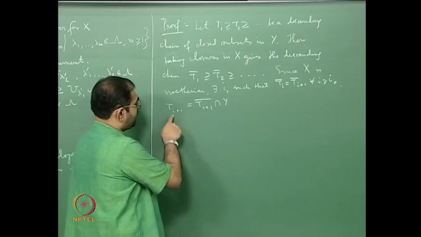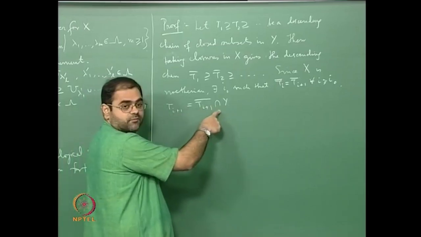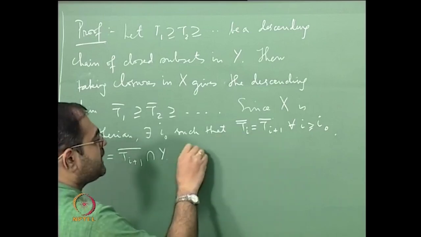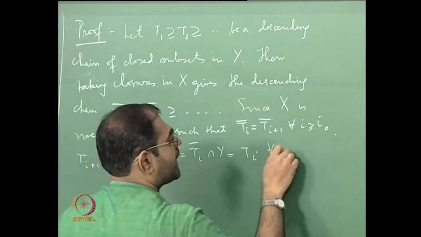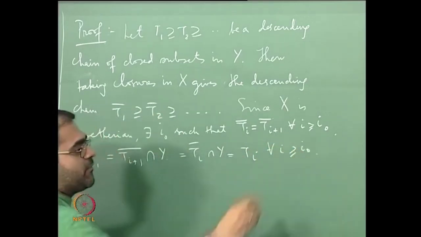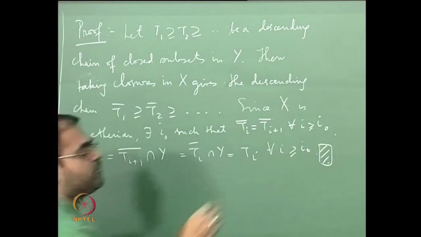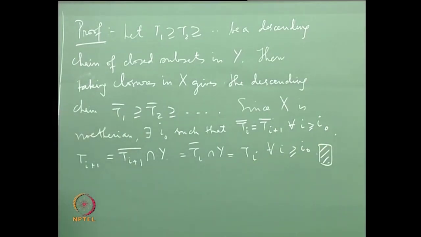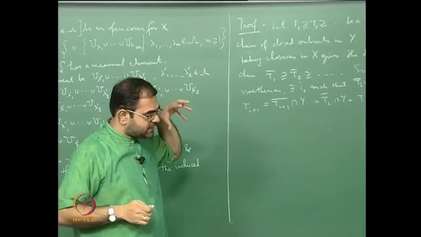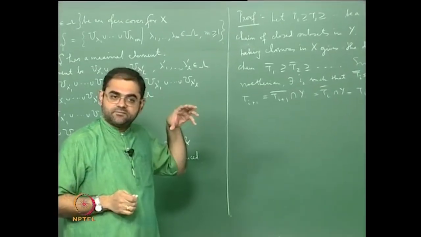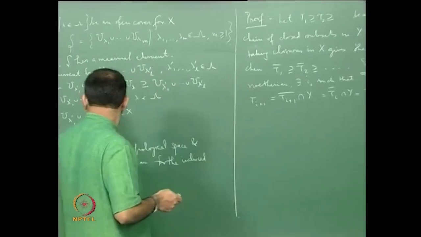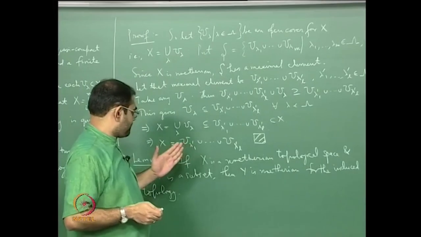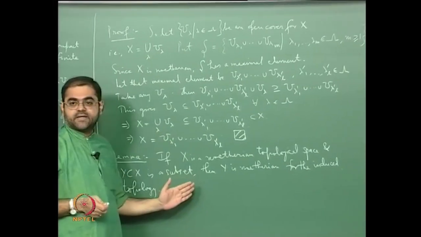Therefore, T_{i+1} is T_{i+1} bar intersection Y, but then T_{i+1} bar is actually T_i bar intersection Y, and that is equal to T_i. This is true for all i greater than or equal to i naught, and I am done. So what I have proved is that the fact that the descending chain of T bars stabilizes implies that the descending chain of T stabilizes. Okay, so that is the end of the proof of this lemma, which says that Noetherianness is a hereditary property.